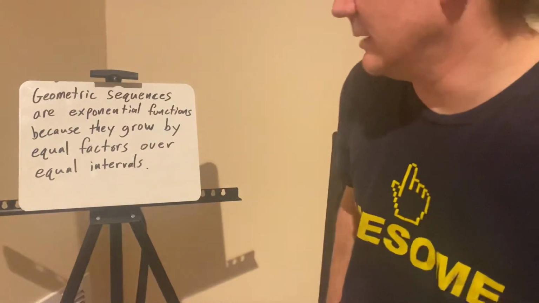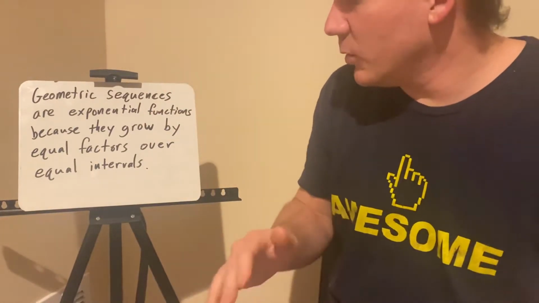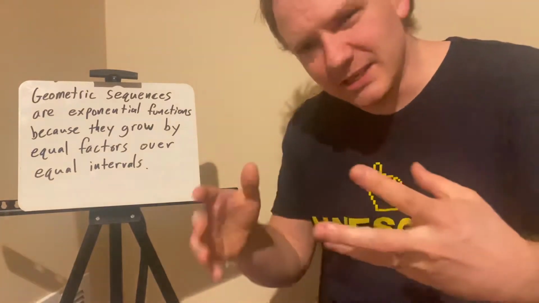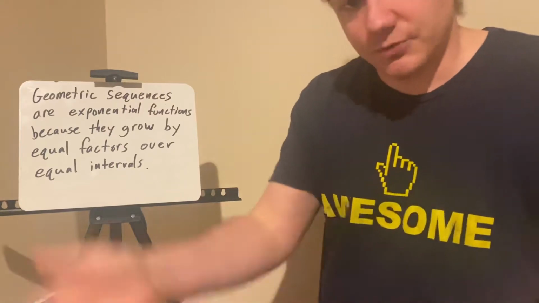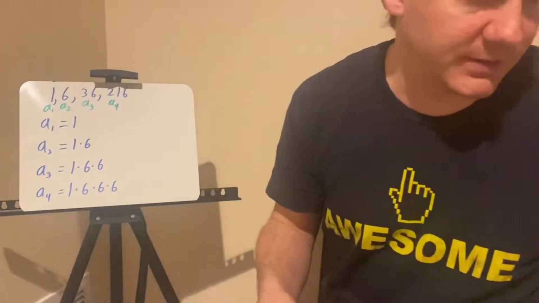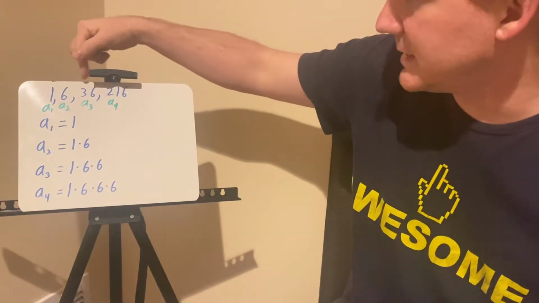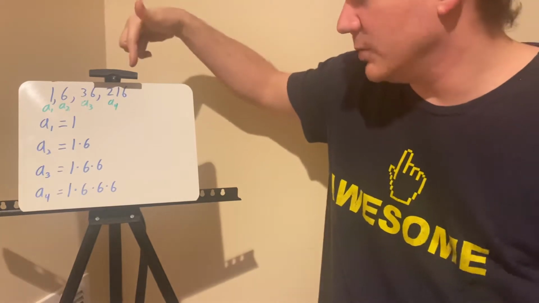Geometric sequences, however, are exponential functions because they grow by equal factors over equal intervals. That's a key thing to remember, that you're multiplying now instead of adding. So it grows really, really fast. And you'll see that in these examples here. So here's an example. It goes 1, 6, 36, 216. See how quickly it goes from 1 up to 216?